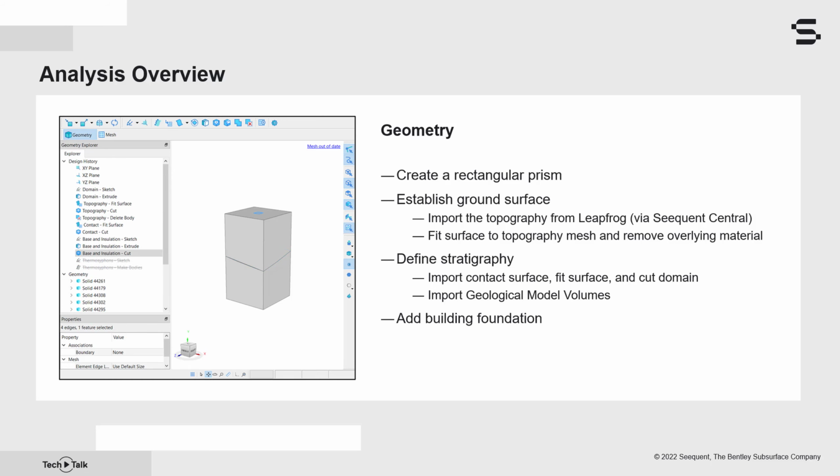I then will add the building foundation to the domain by extruding a sketch of the building footprint and cutting this from the subsurface domain. Finally, cylinders representing the thermosyphon evaporators are added by extruding circles along an angled path and cutting this from the building foundation.